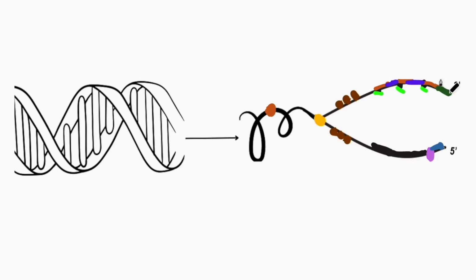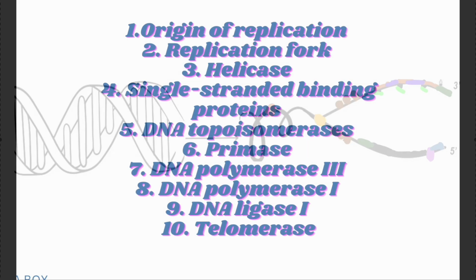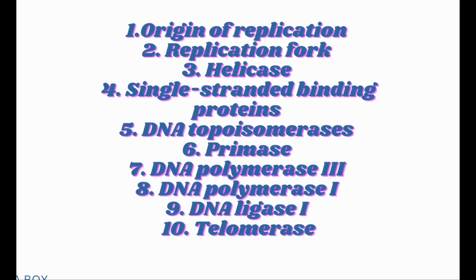Now you realize that at the 3 end I'm drawing something in green. What is that exactly? Now this enzyme, you have to remember, is exclusively there only in eukaryotes. They are called telomerase. Now during DNA replication, sometimes genetic material can be lost. So in order to avoid that, we have an enzyme known as telomerase. Okay, let's go back to the list of enzymes.